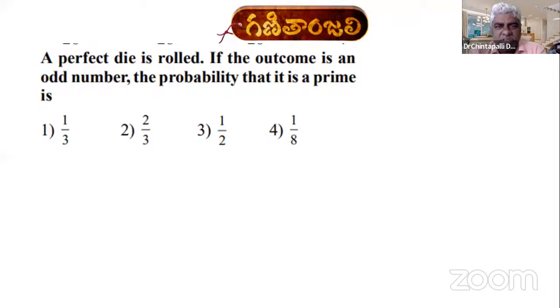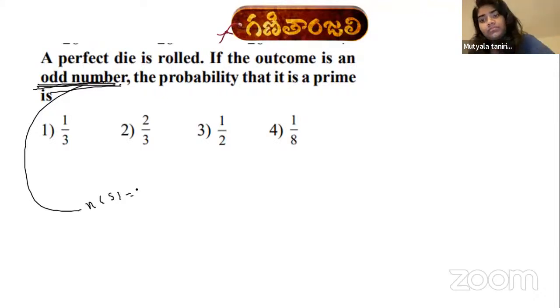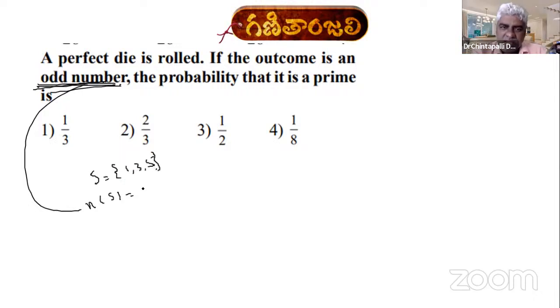A perfect die is rolled. If the outcome is an odd number, what is the probability that it is a prime number? This is called conditional probability. We choose prime among odd numbers. What are the odd numbers? 1, 3, 5. So n of S is equal to 3 only. How many odd numbers are there on the face of a die? 3.